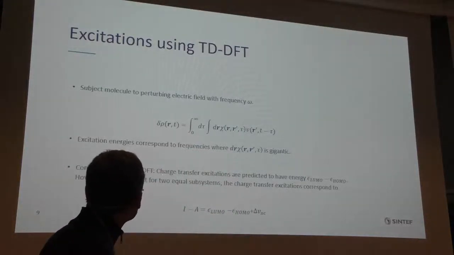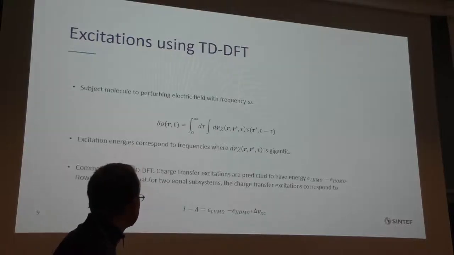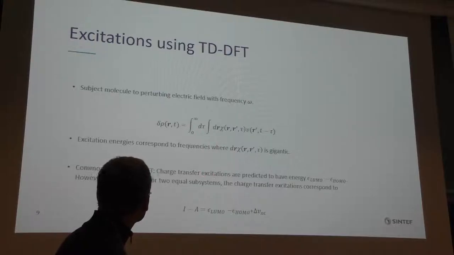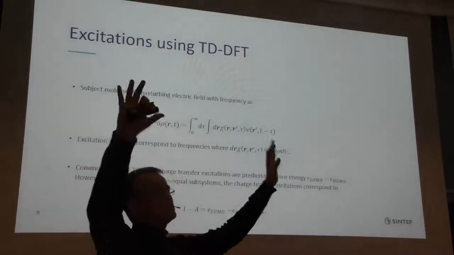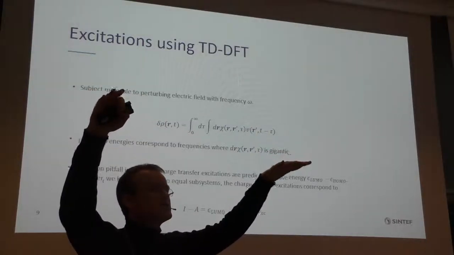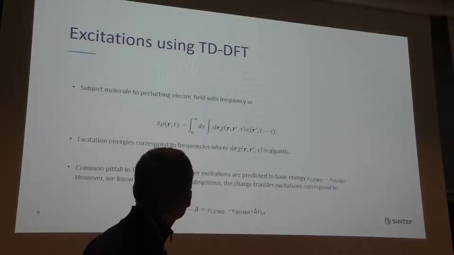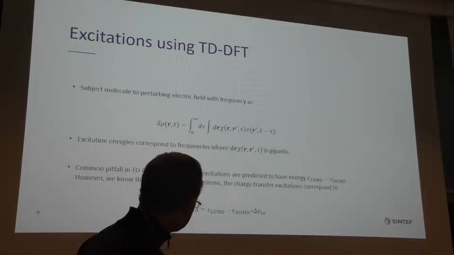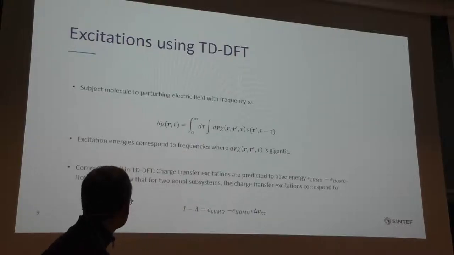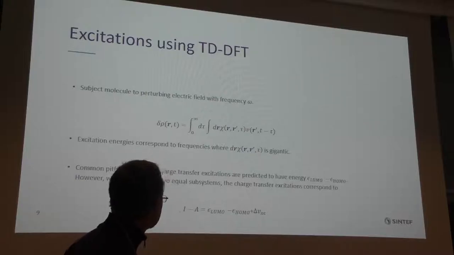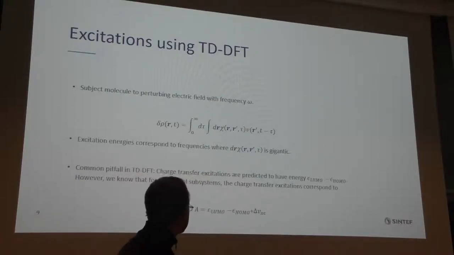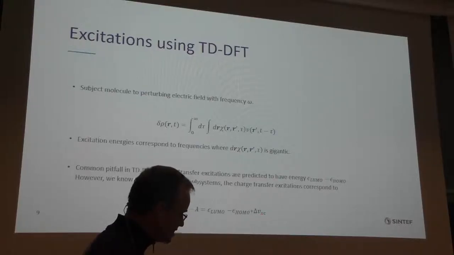However, TD-DFT also has its pitfalls. For instance, charge transfer excitations: if you have two molecules and the excitation consists of moving one electron from this molecule to the other, those will be predicted to have excitation energy E-LUMO minus E-HOMO. However, as we just spoke about, that is not the same as the ionization potential minus the electron affinity, which is the actual result that you're after, because of the VXC discontinuity.